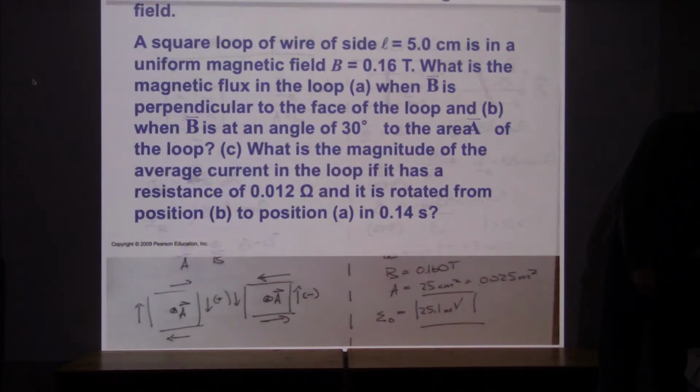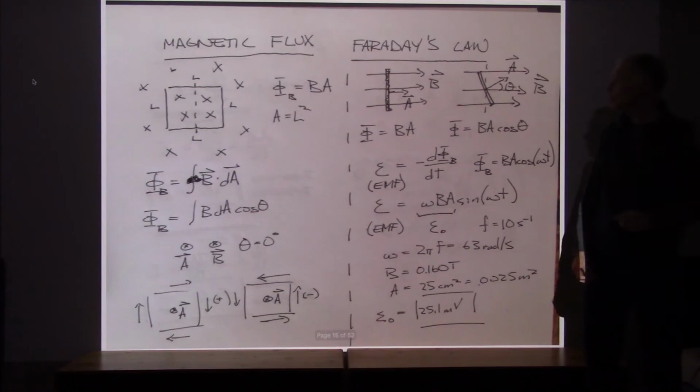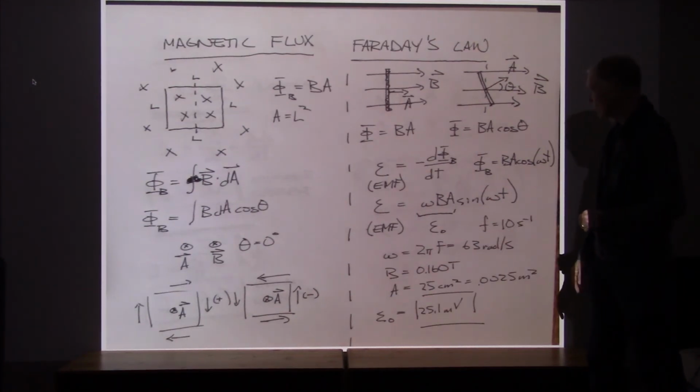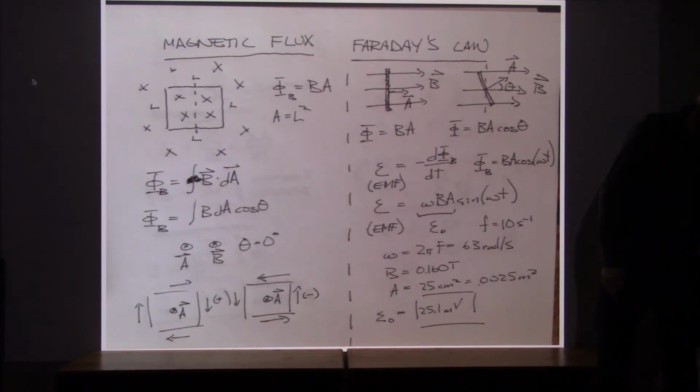Here was another example that they gave us. This was some loops. We turned this into a constantly rotating example and determined what the peak EMF would be. It came in at 25 millivolts.